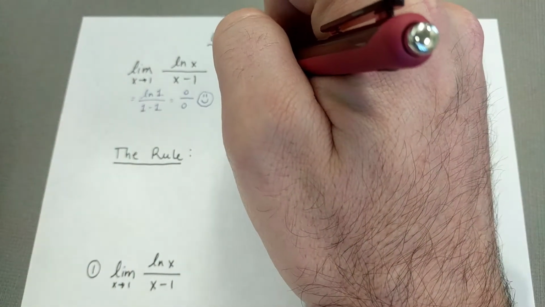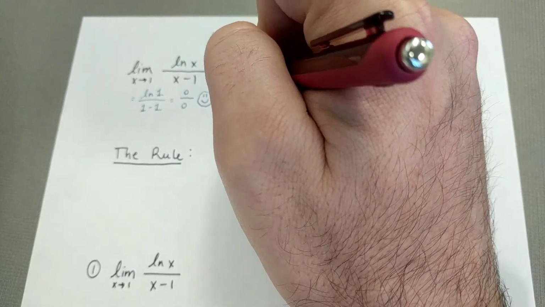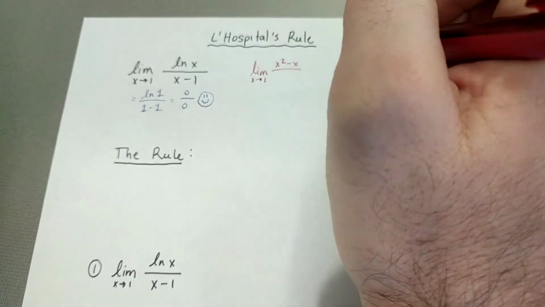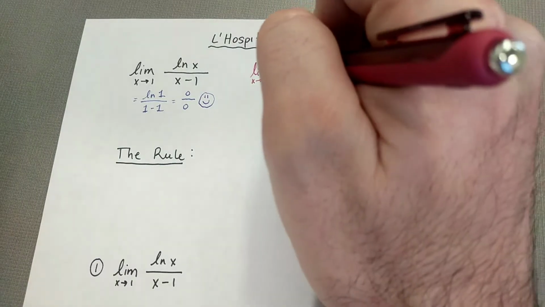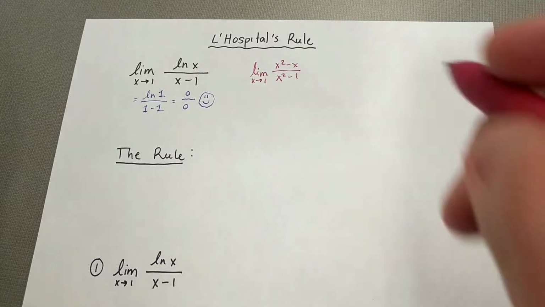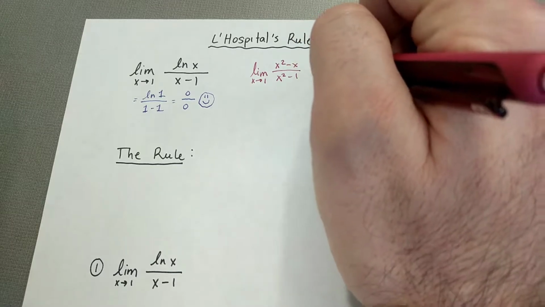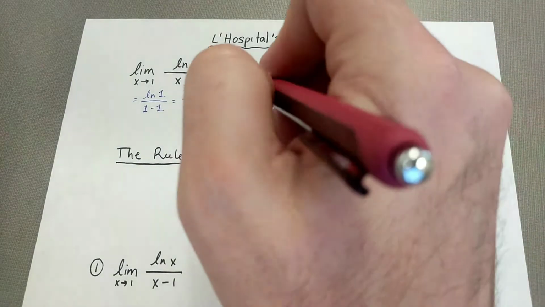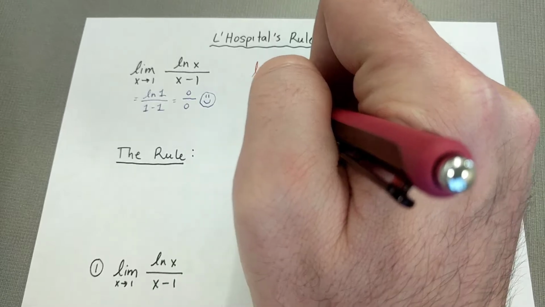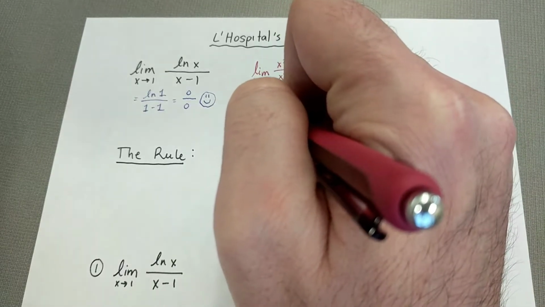For example, the first sorts of limits that we tried to tackle were things like the limit as x approaches 1 of x squared minus x over x squared minus 1. If you plug in 1, you'll also get 0 over 0. And we were happy because it meant we got to do something. In this case, it was to factor and to divide out the common factor.